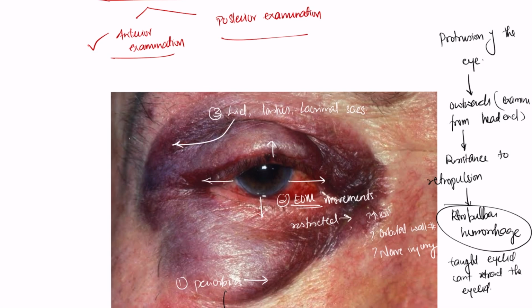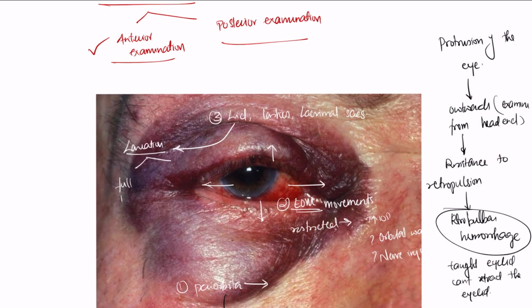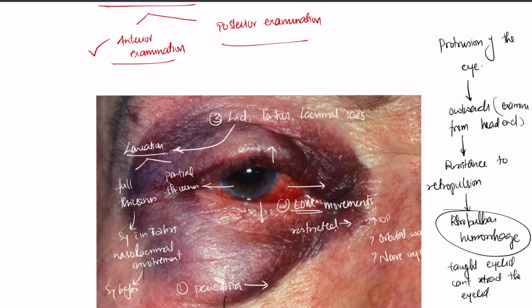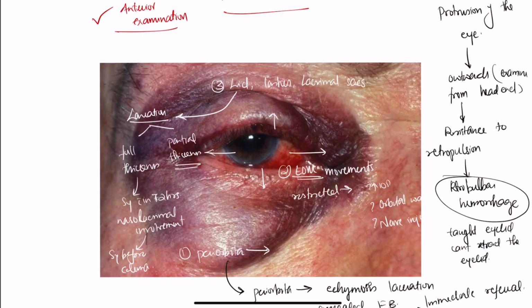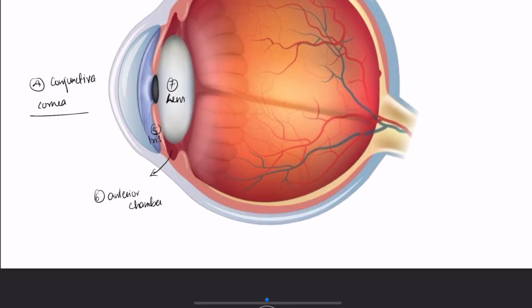Next, about the lid. Lid laceration can occur, can be full thickness laceration or partial thickness laceration. Full thickness laceration is an ophthalmologic emergency. We have to do a surgery within 72 hours of injury. And if nasolacrimal involvement is there, then we have to do the surgery before the edema sets in. Partial thickness we can even conservatively manage.